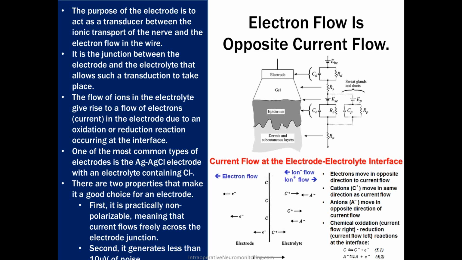One of the most common types of electrode is the sodium-sodium chloride electrode with an electrolyte containing chloride. So here's why this also becomes one of the more popular EEG cup electrode materials: the sodium-sodium chloride used with the chloride gel. There are two properties that make it a good choice for an electrode. First, it is practically nonpolarizable, meaning that current flows freely across the electrode junction. And second, it generates less than 10 microvolts of noise. So those are very good properties, and it is also not that expensive comparatively to some of the other ones.